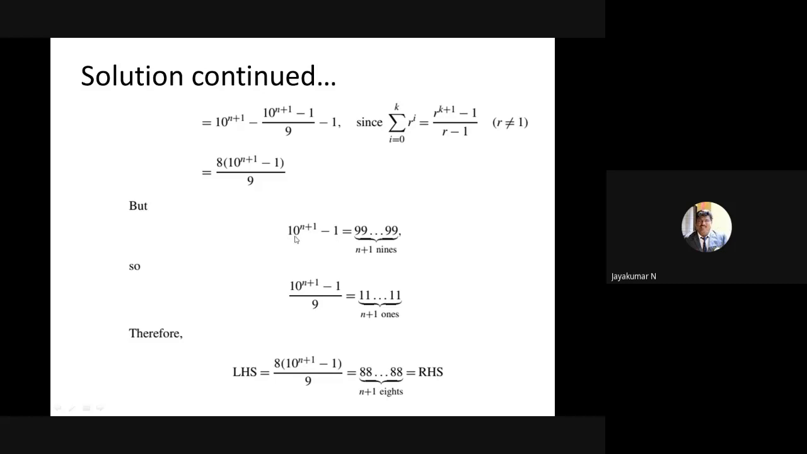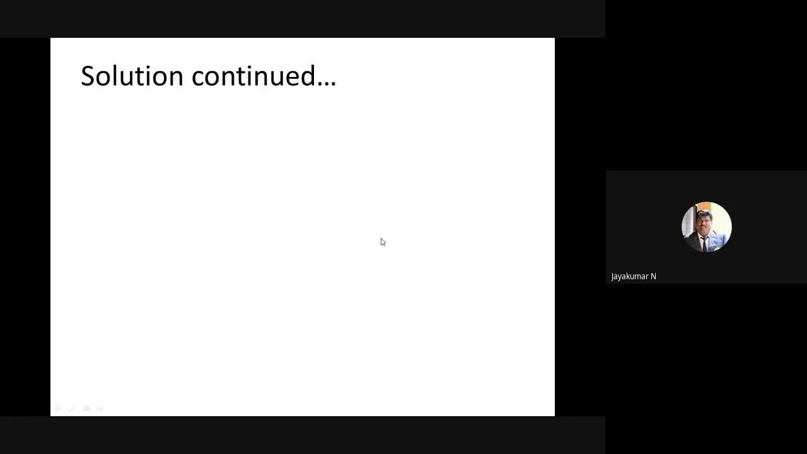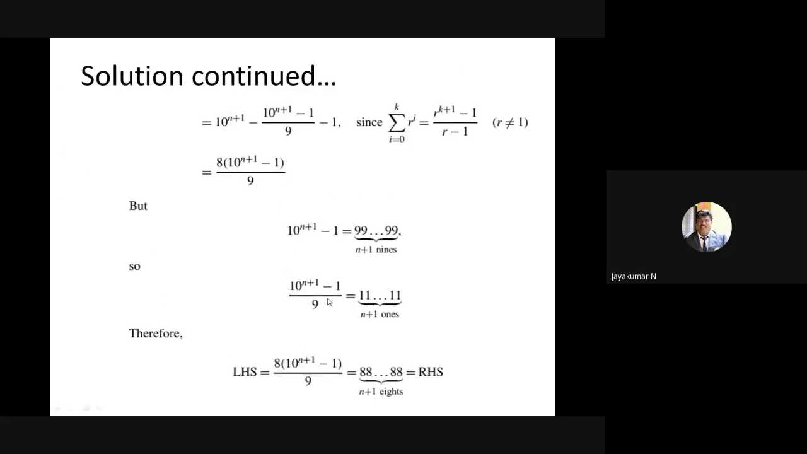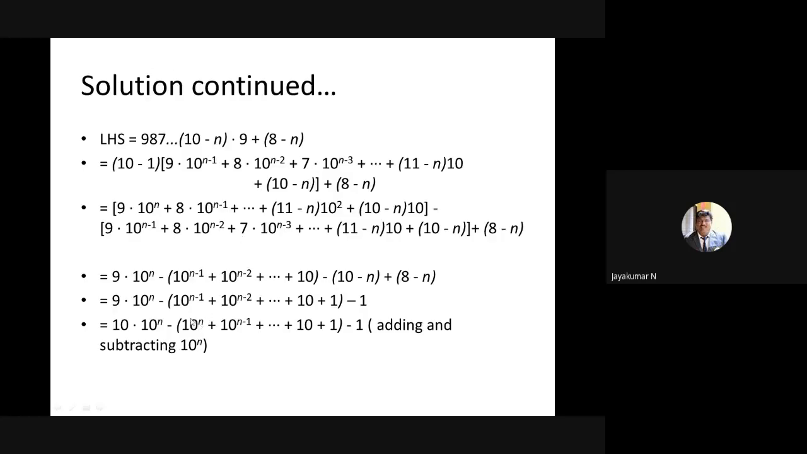So when you observe, 10 power n plus 1 minus 1 is nothing but n plus 1 times 9. When you divide by 9, the n plus 1 nines become n plus 1 ones. When you multiply by 8, you will get n plus 1 times 8. This is the formula we already know, the sum of GP. So just apply the sum of GP here, and you will get the answer.